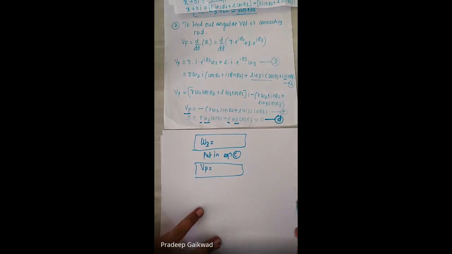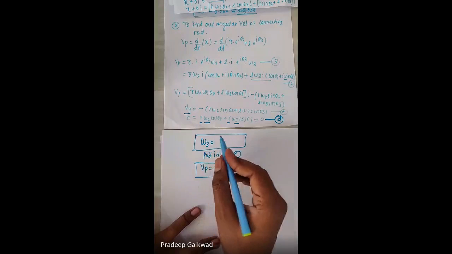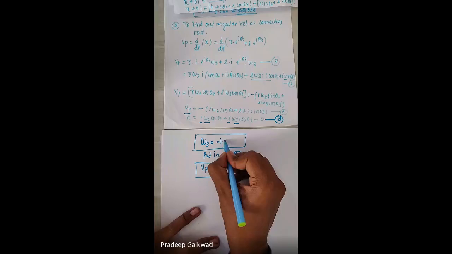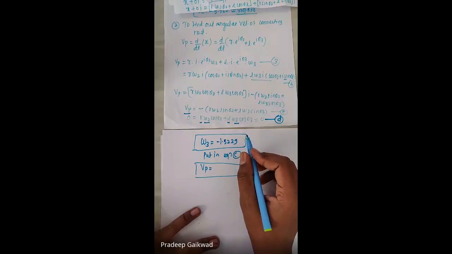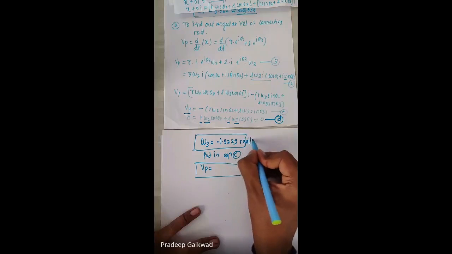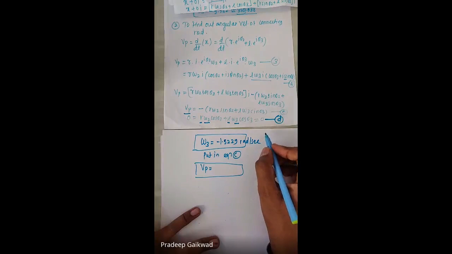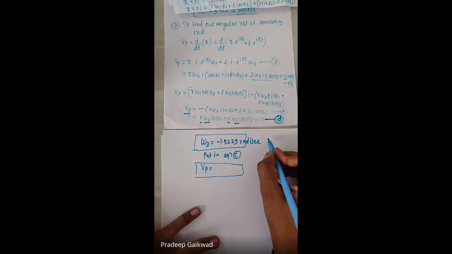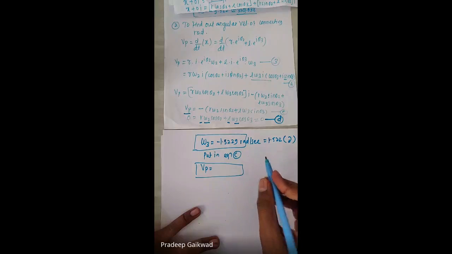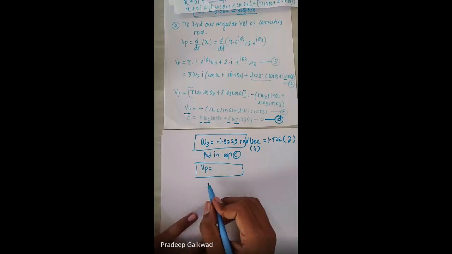Okay, we try this one. The answer is omega 3. Yes, anyone? It is minus 1.5229. As it is omega, it is radian per second. But minus means it is clockwise. So I can write it is equal to 1.522 clockwise. Actually, this one is anti-clockwise.